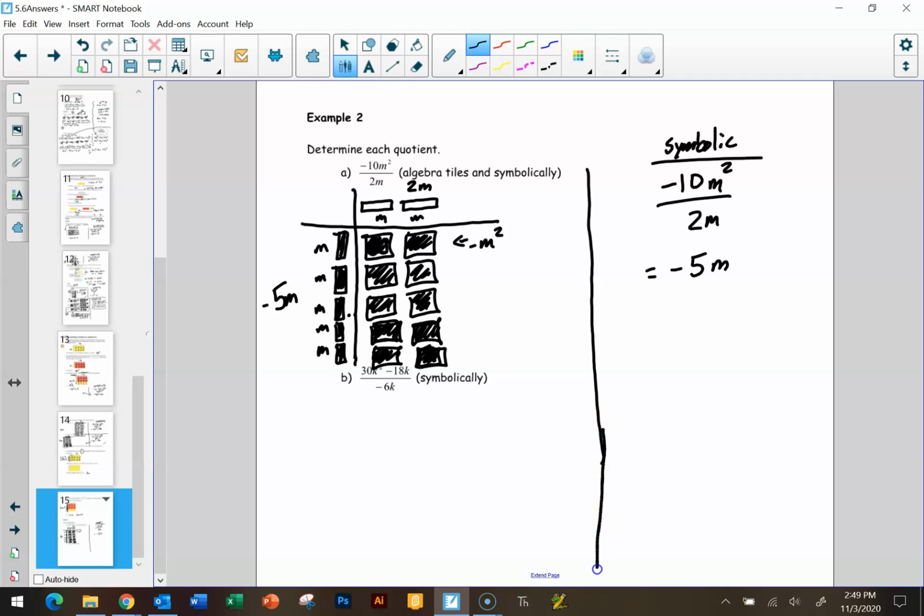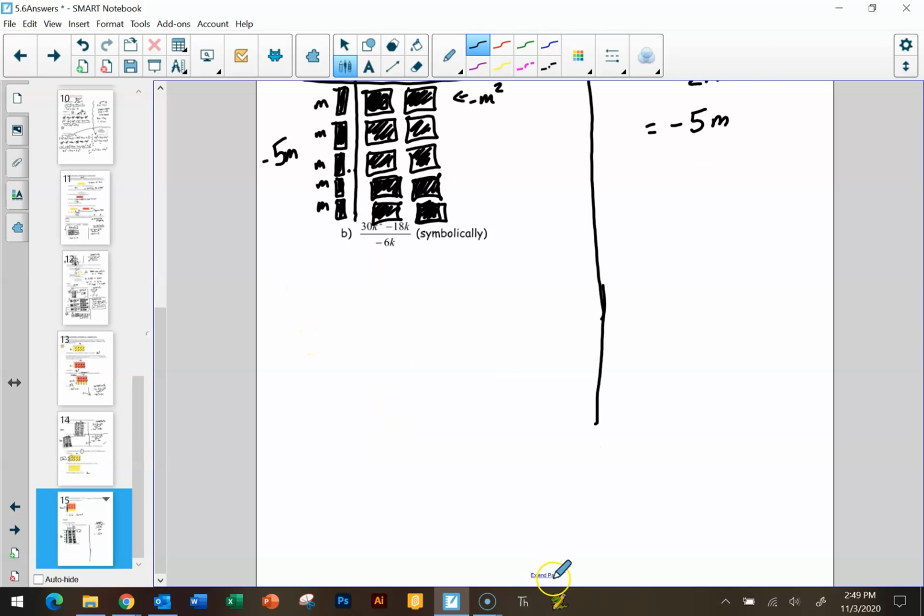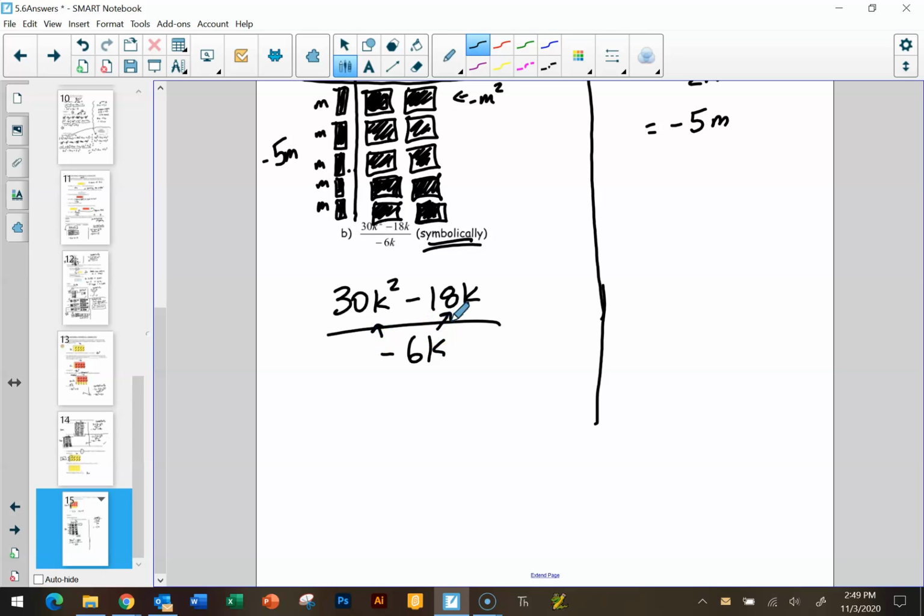I'm not going to make the same mistake I made on 5 and draw out this one because it'll take up a lot of space. So we're just going to solve it symbolically, and I'll just rewrite it because I ran out of room. So 30k squared minus 18k, and then we're going to divide that all by negative 6k. So it's important to remember that both of these terms have to be divided by a negative 6k. So let's start with the 30. We've got a positive 30 divided by a negative 6 is going to give us a negative 5. And then we've got a k squared and a k. So that's just going to cancel to 1k.